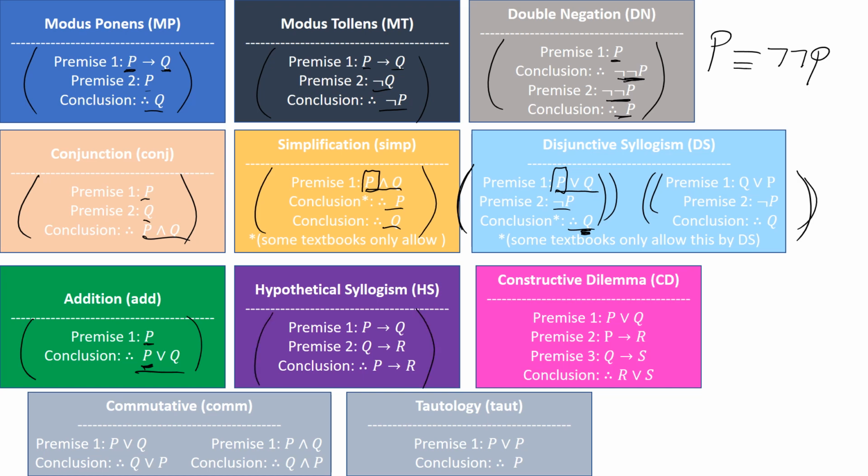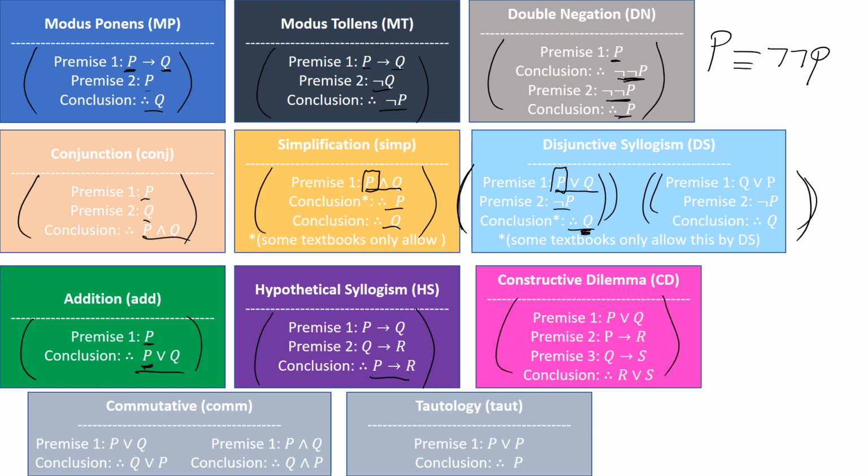The hypothetical syllogism: if P then Q, but if Q then R, therefore if P then R. There is, so to speak, a chain reaction. If I go to work, then I will go to Starbucks. If I go to Starbucks, then I will buy a coffee. Therefore, if I go to work, then I will buy a coffee.